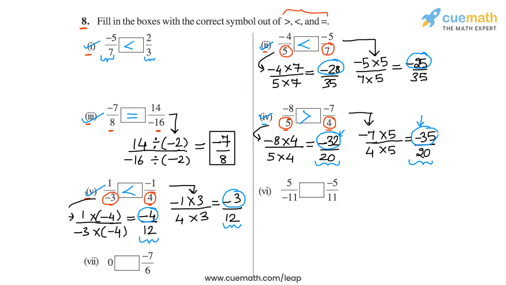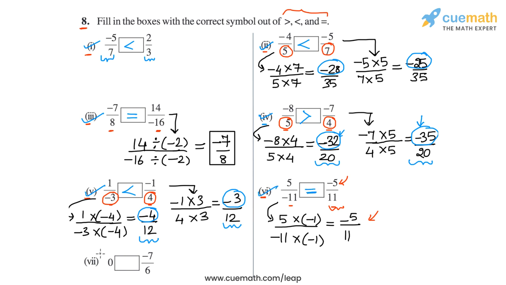In part 6, we have to compare 5 by minus 11 and minus 5 by 11. Now minus 5 by 11 is already in standard form. So let's write 5 by minus 11 also in standard form. So 5 by minus 11, we can multiply above and below by minus 1. So this will give us minus 5 by 11. And this we see is exactly the same as the number on the right hand side. So in this part, we will put the equal to sign in part 6. Okay, so that completes part 6.